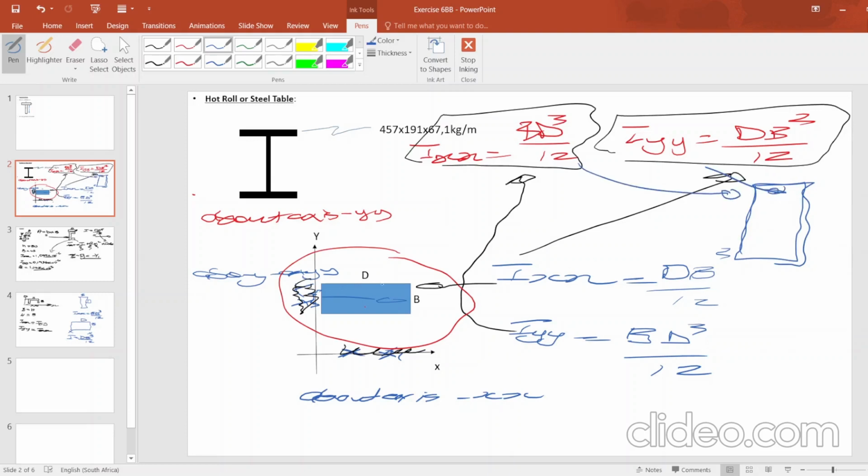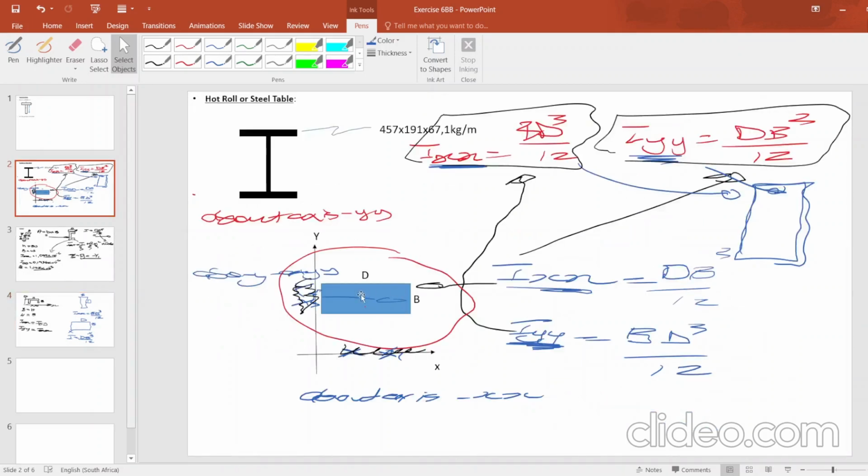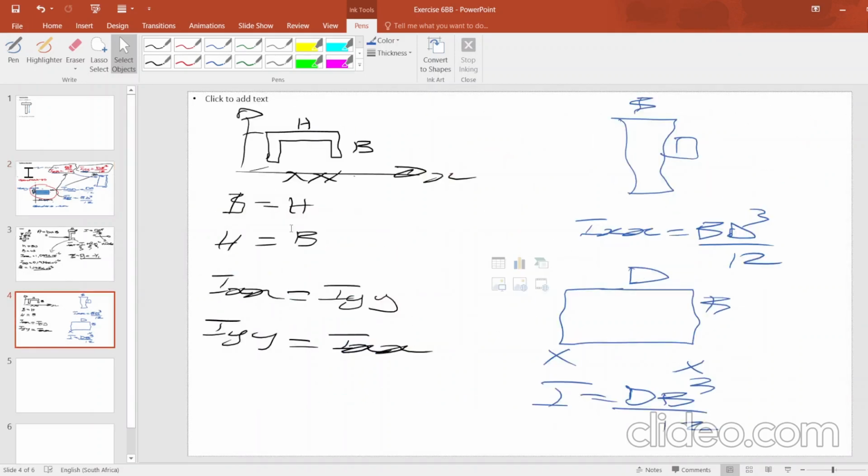Now it has been rotated. Look, the IYY is the same as the IXX. The IXX of this position is the same as the IYY. It is the same principle as we did when coming to the channel. The channel uses this principle here. If your channel is rotated, the IXX as per this is the standard position. This is the position on the hot roll.